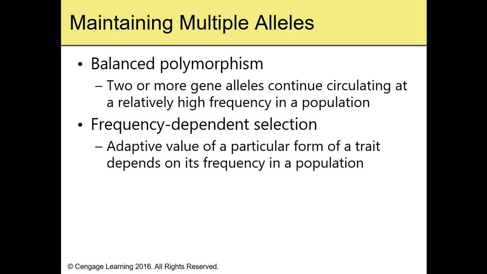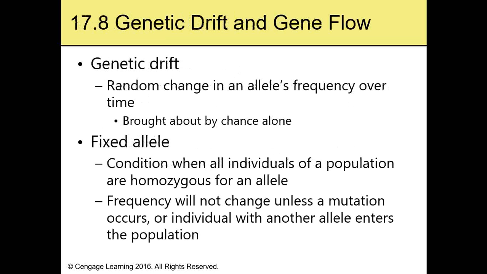So balanced polymorphism, this is when you've got two or more gene alleles that continue circulating at a relatively high frequency in a population. I'll show you guys some examples of that here in a second. And then frequency-dependent selection, this is where you've got an adaptive value for a particular form of a trait that depends on its frequency in a population. And again, I'll show you this in a second.